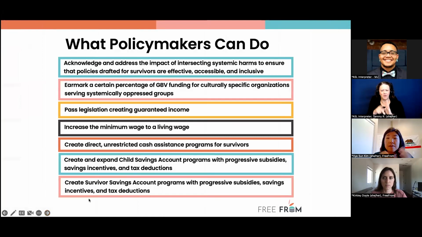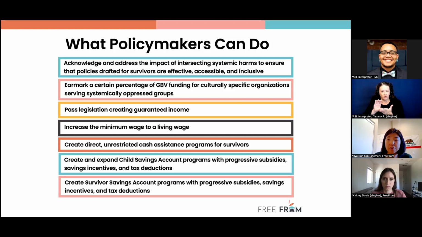Okay, so what can policymakers do? First and foremost, acknowledge and address the impact of intersecting systemic harms to ensure that policies drafted for survivors are effective, accessible, and inclusive. It is important to understand and address how oppressive systems like racism, queerphobia, transphobia, ableism, etc., compound a survivor's experience of GBV. As part of that, policymakers should earmark a certain percentage of GBV funding for culturally specific organizations serving systemically oppressed groups. In a different report of ours, the Trust Survivors Report, we found that survivors who are women, peer survivors, and Indigenous survivors are less likely to seek support from traditional domestic violence and sexual assault organizations. So it's important to have this funding set aside for culturally specific organizations in order to support all survivors.